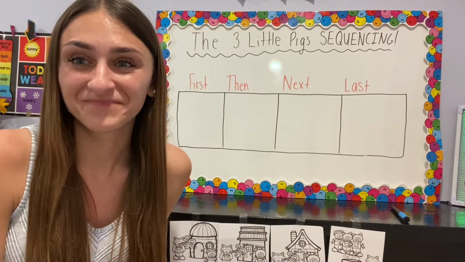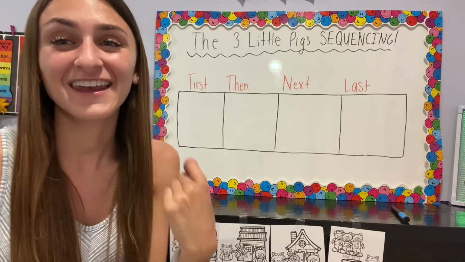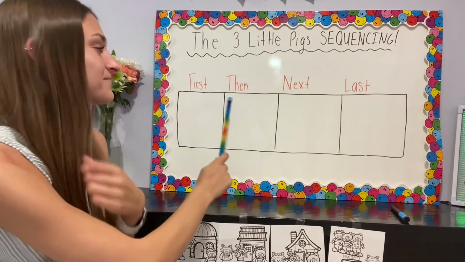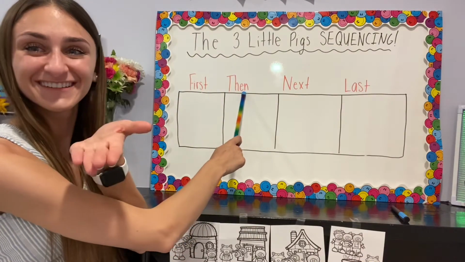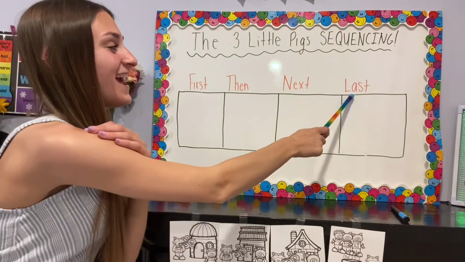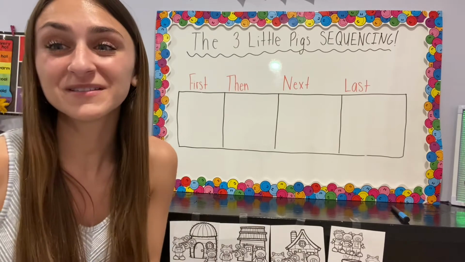Are you ready? If you're ready, put your hands on your head. If you're ready, touch your nose. And echo after me. First, then, next, last. Beautiful echoing, Bumblebee. So these are all of our sequencing words.